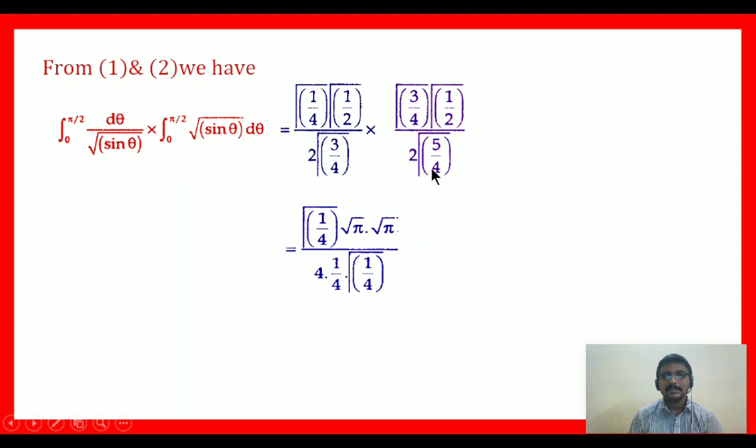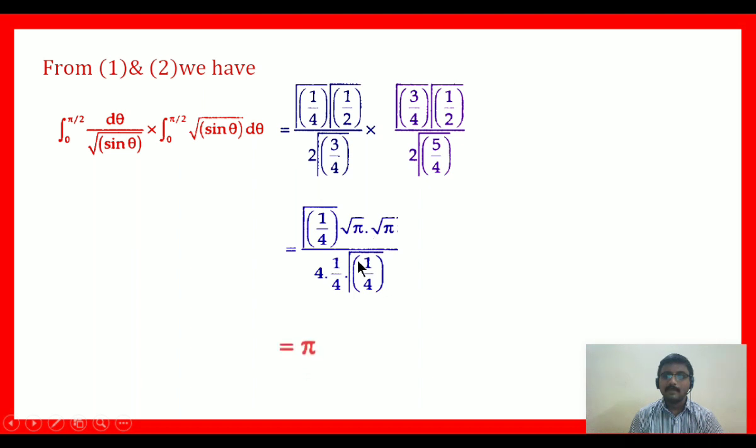This 5 by 4 can be written as 1 by 4 plus 1. But what is the value of gamma of n plus 1? It is n gamma of n. That is 1 by 4 gamma of 1 by 4. So the 4 gets cancelled here, and gamma 1 by 4 and gamma 1 by 4 also get cancelled. But root pi into root pi is root pi whole square, that is, the square and root get cancelled.